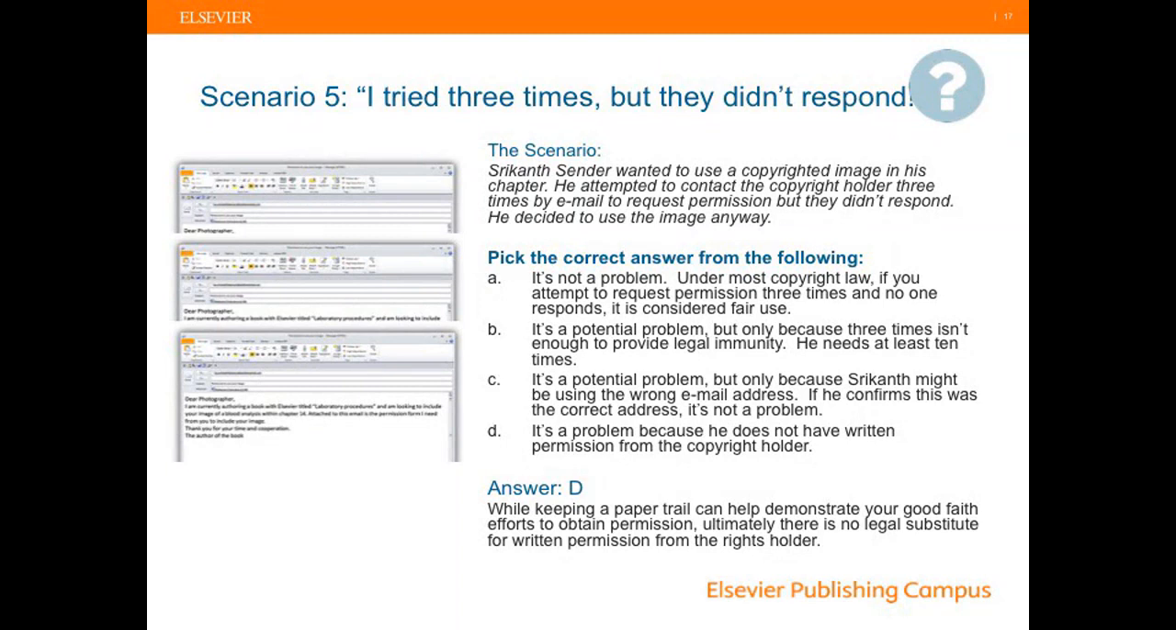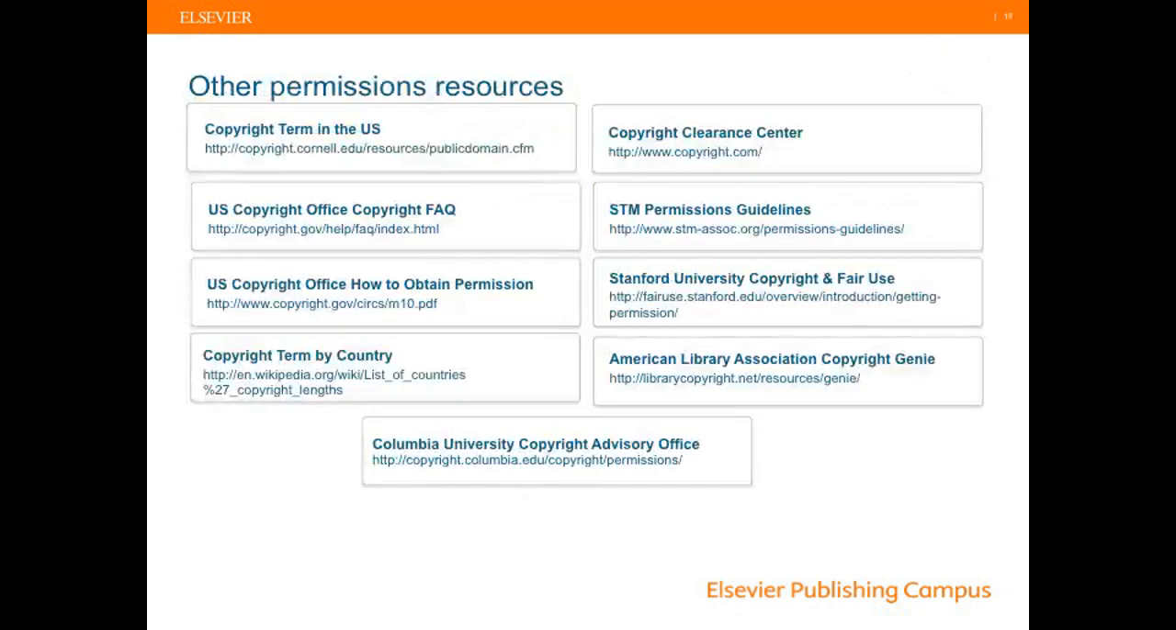The answer here is D. While keeping a paper trail can help demonstrate your good faith efforts to obtain permission, ultimately there is no legal substitute for written permission from the rights holder.